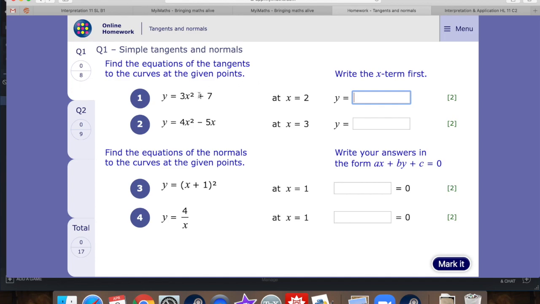Okay, so first things first, what is the slope of this curve at x is equal to 2? Well, the slope, recall, is just the derivative of this curve, and then you evaluate it at x is equal to 2. So let's take the derivative of 3x squared plus 7. Here, how about we let f of x equal 3x squared plus 7.